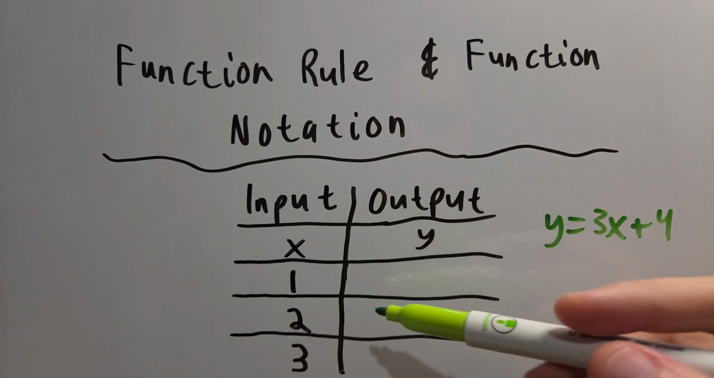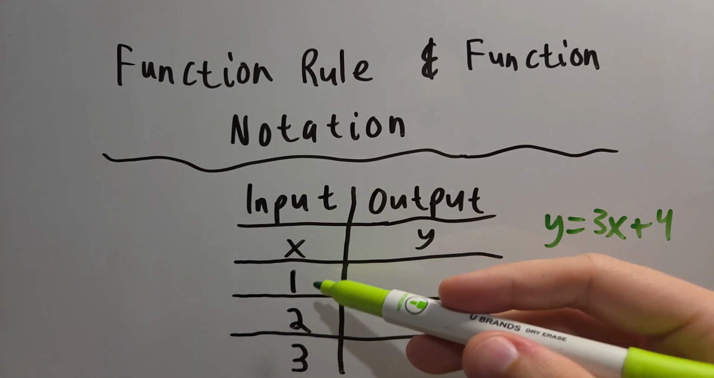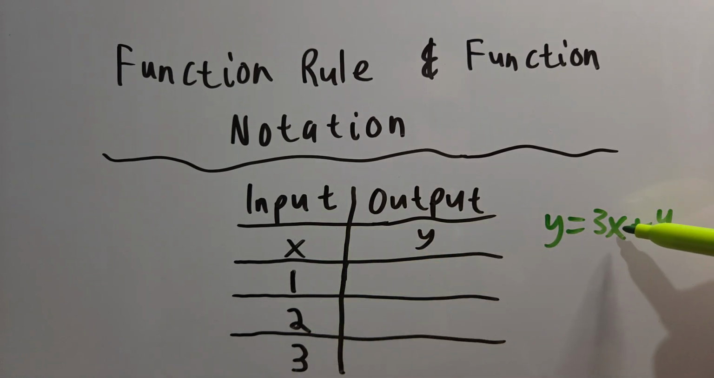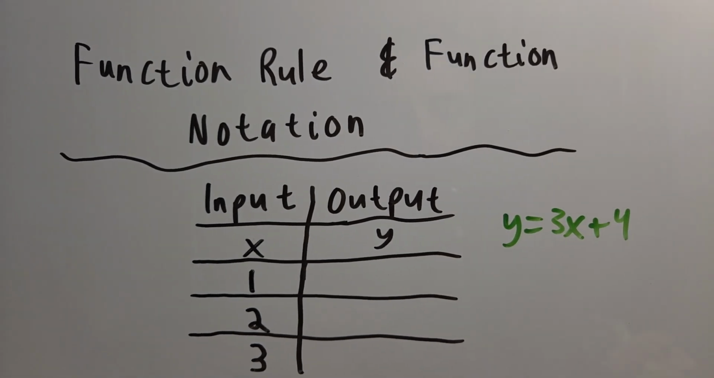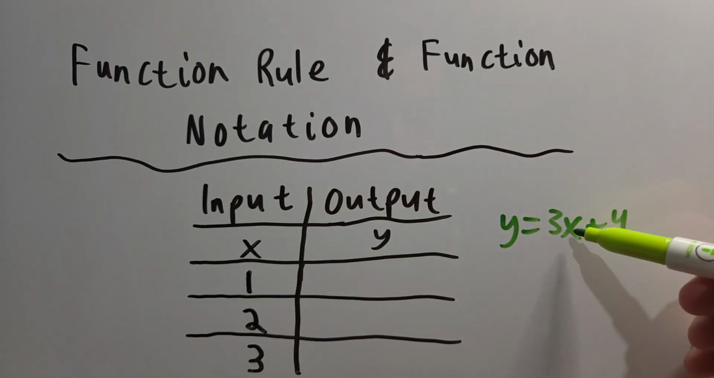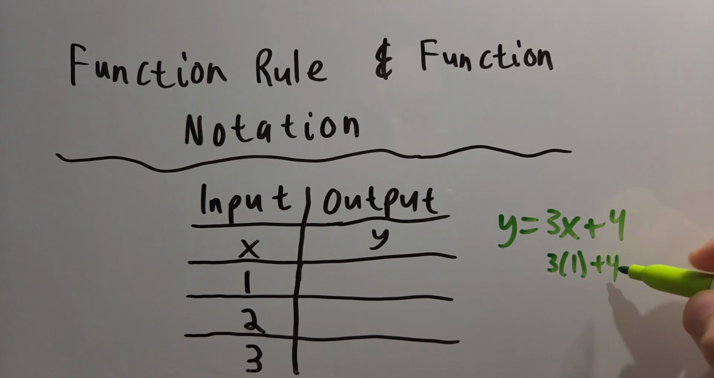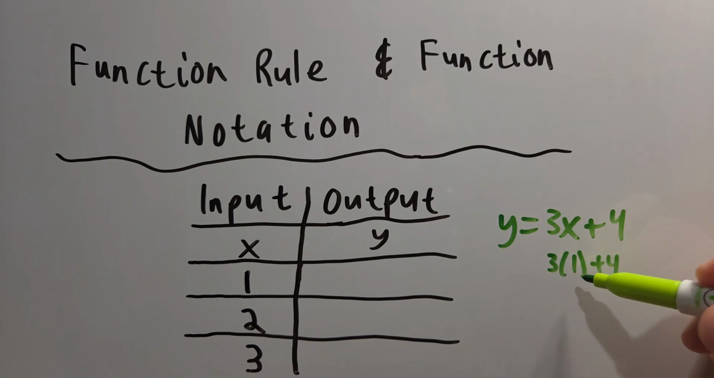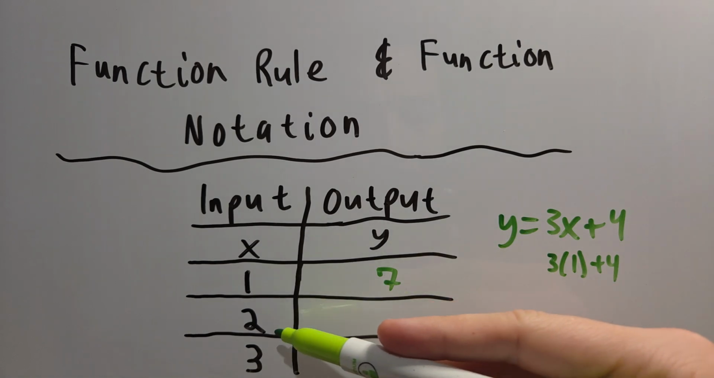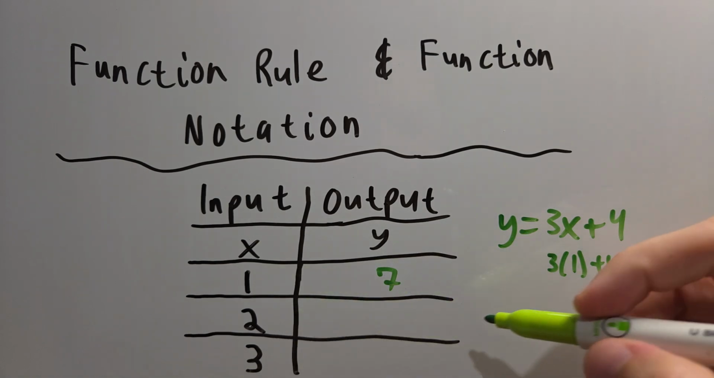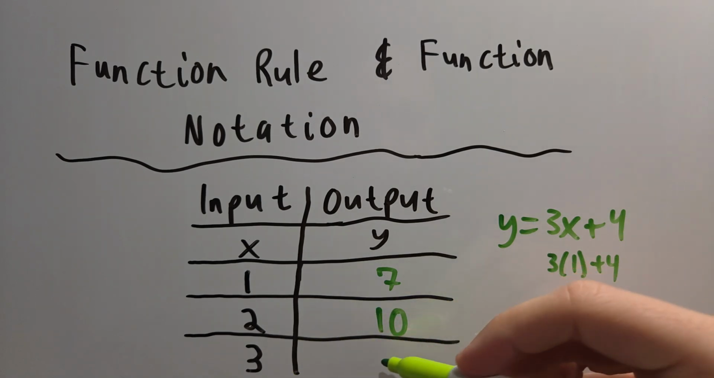So all we do is we substitute x. Each of these individual values will be plugged in here and we'll evaluate the function. So if I plug in 1 for x here, that's 3 times 1 plus 4. That's 3 plus 4, or 7. Likewise, same thing here. 3 times 2 plus 4, that gives me 10. Lastly, 3 times 3 plus 4, which is 13.